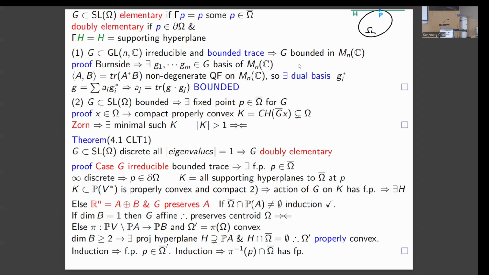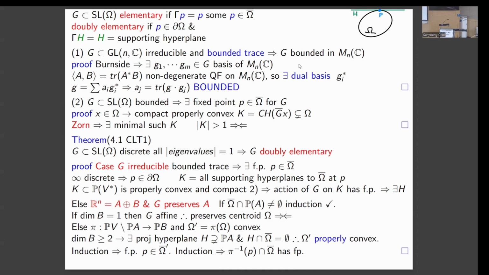So the other possibility then, if G is reducible, so there's some decomposition of Euclidean space into two subspaces A and B, and this subspace A is preserved by the group. So what happens in that case? Well, if you think about projectivizing this subspace, you get some projective subspace of smaller dimension. One possibility is that this subspace of smaller dimension intersects omega bar. And in that case, induction on dimension gives you the result.